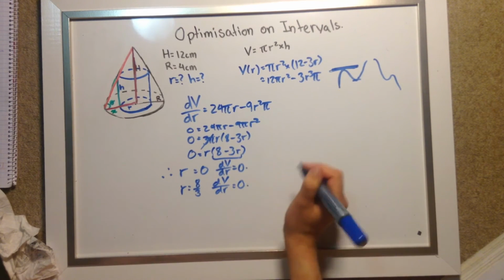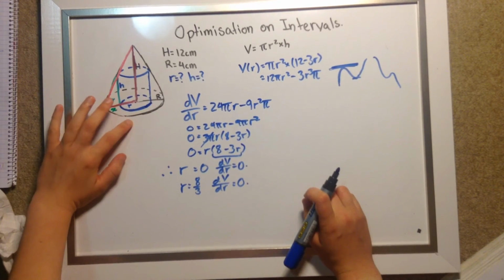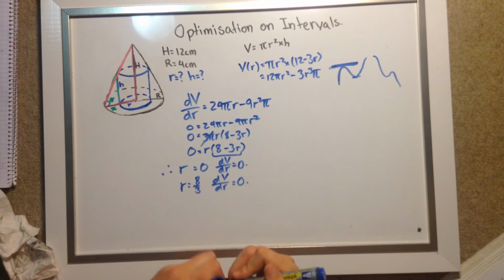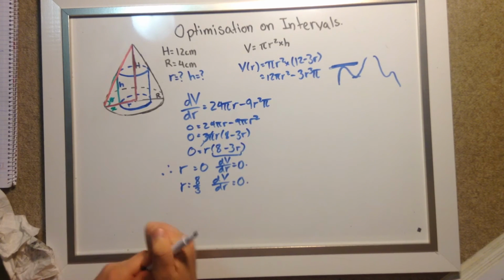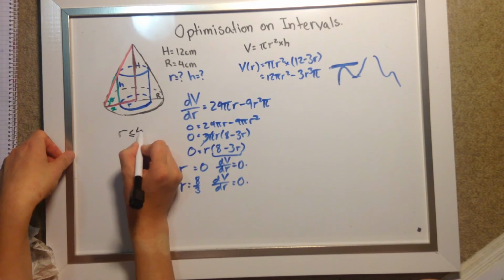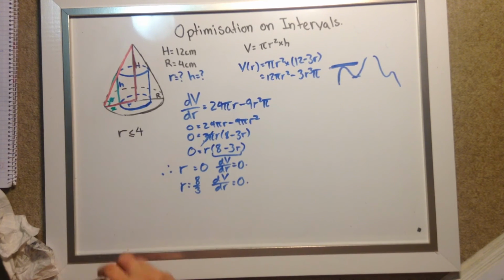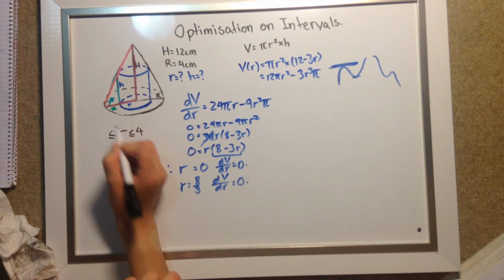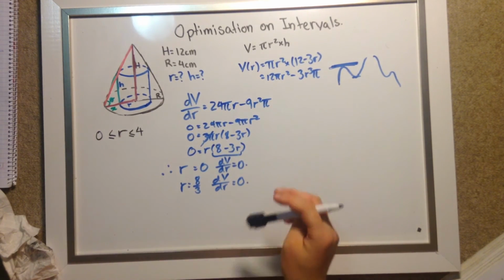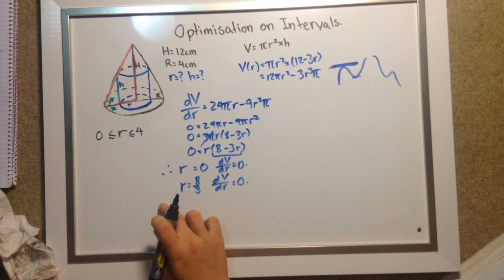So this is where we have to consider the restrictions of the little radius. So obviously the little radius can't be greater than the radius of the cone. So let me just write a restriction here. So the radius is obviously going to be smaller than 4 centimeters, but it is also not going to be smaller than 0 centimeters, because you know you can't have a negative radius. So we can just use these values.